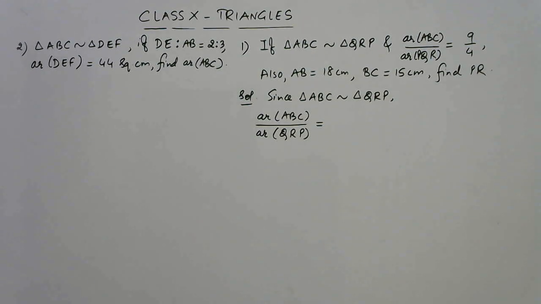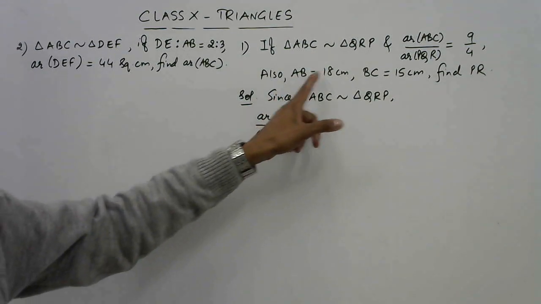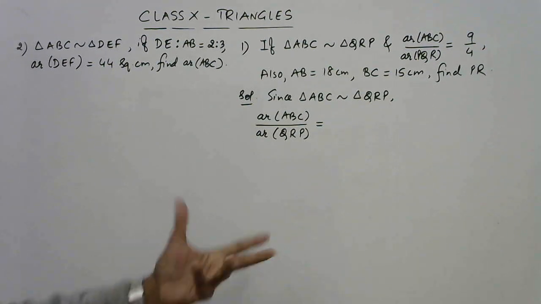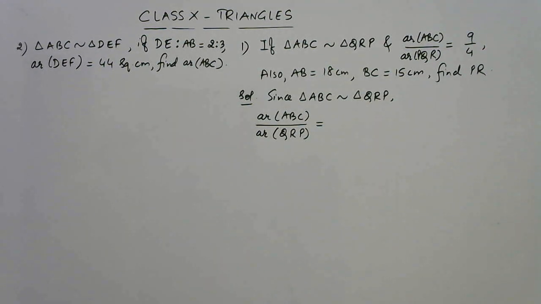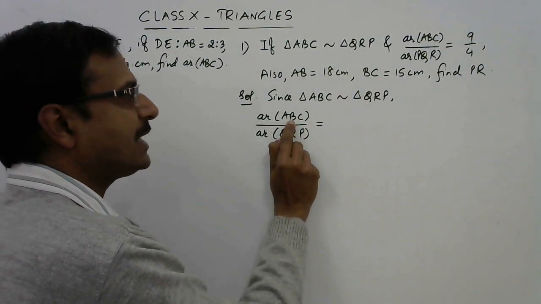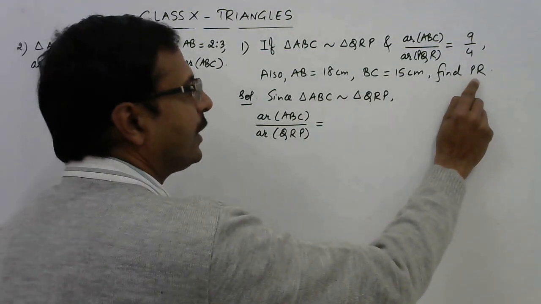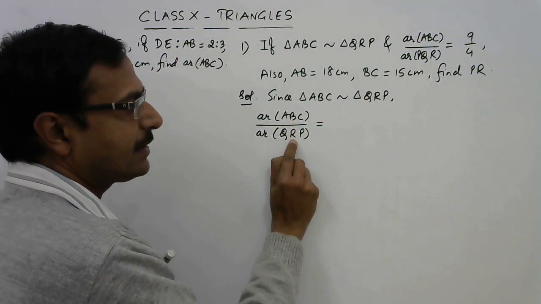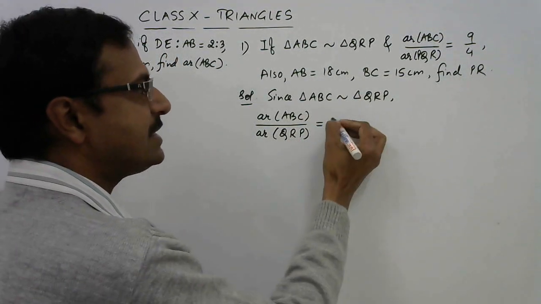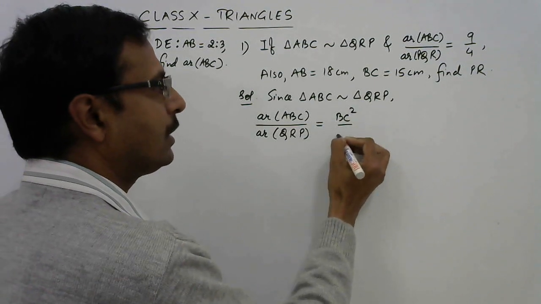Now see one more thing here, AB and BC both are given. You may or may not require both. So even if two things are given, one thing may solve your purpose. So see, BC is the second and third alphabet here, and we need to find PR. PR is the second and third alphabet here. So I will take BC square upon PR square.